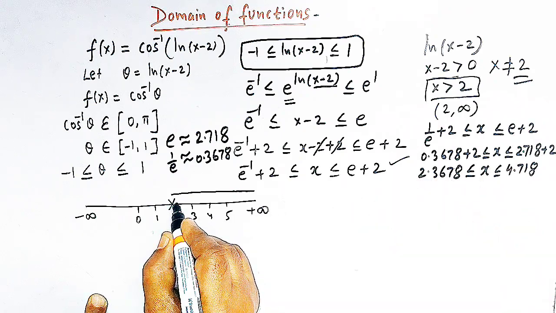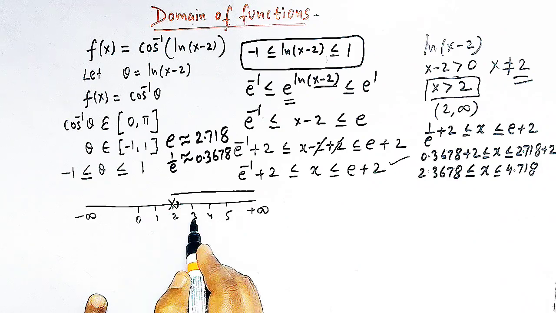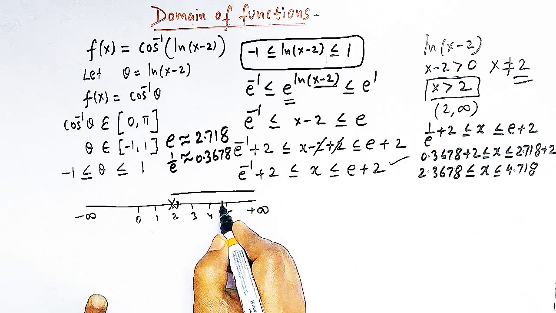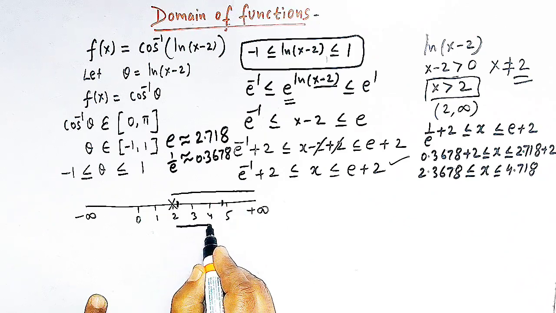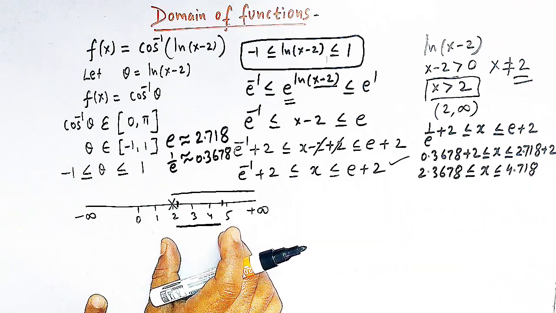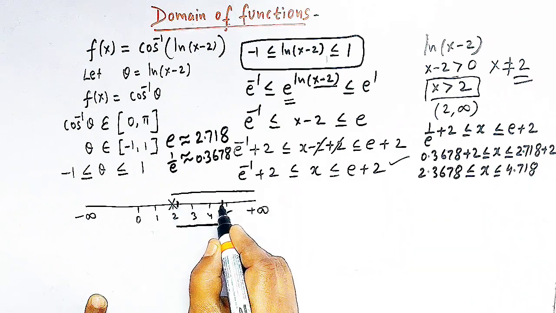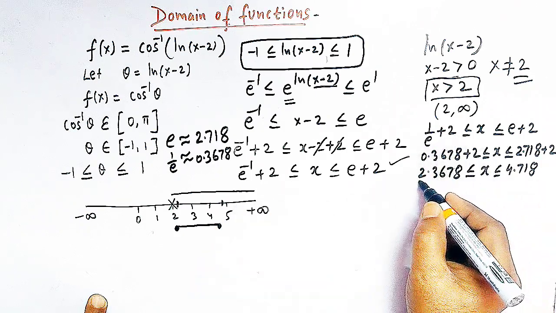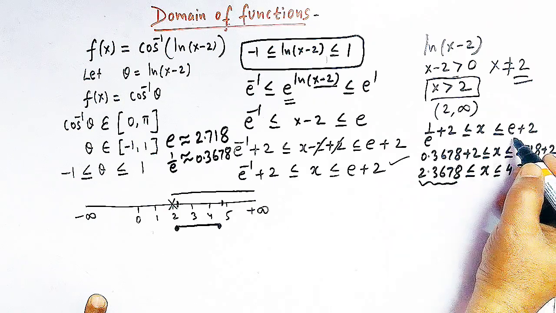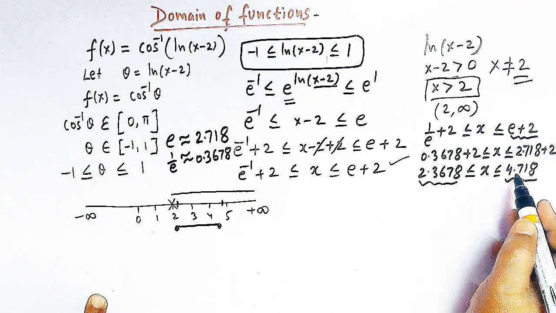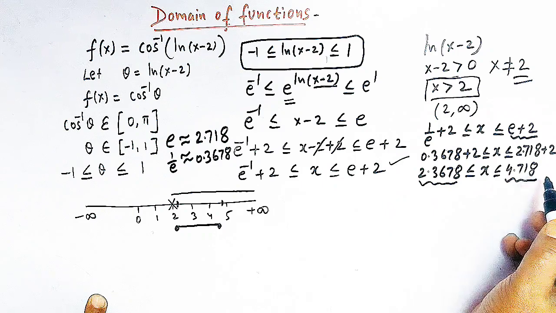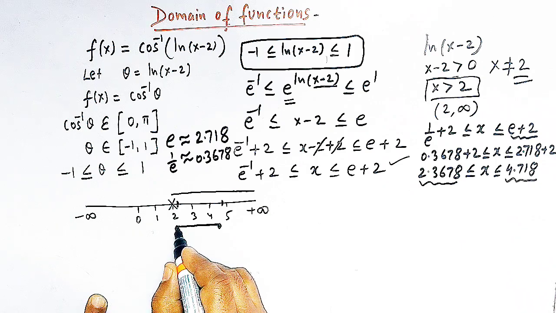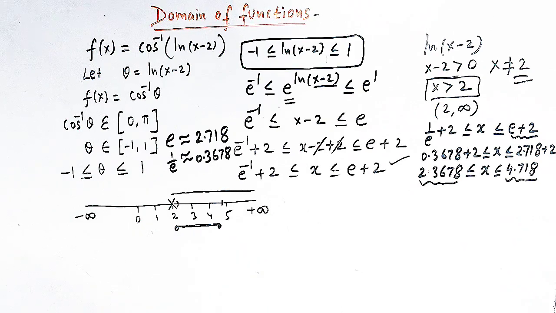So 2.3678 lies somewhere here, right, between 2 and 3. And this number 4.718 lies somewhere here. So this inequality can be represented like this, including both these points, right? So 1 over e plus 2 is approximately equal to 2.3678, and e plus 2 is approximately equal to 4.718. So the representation of this inequality on the real number line is given by this line.